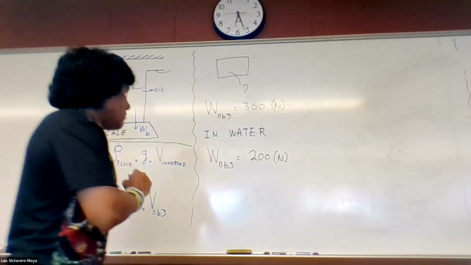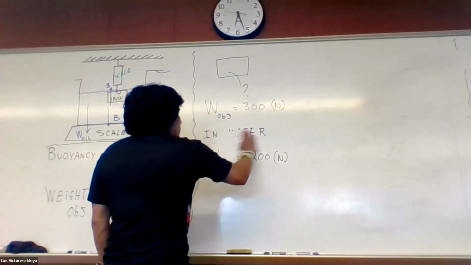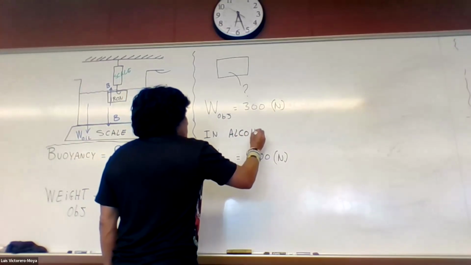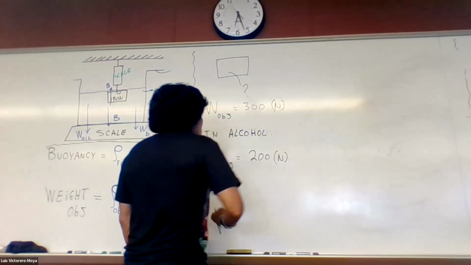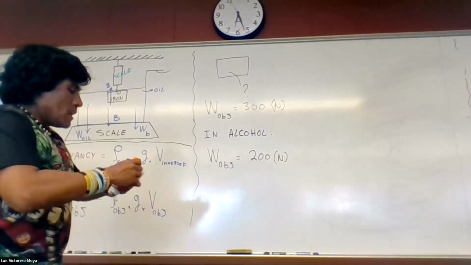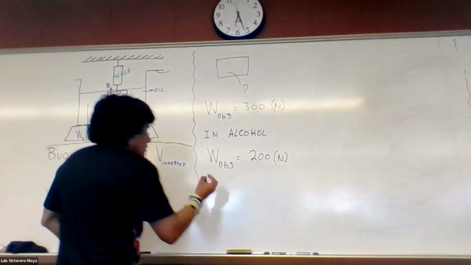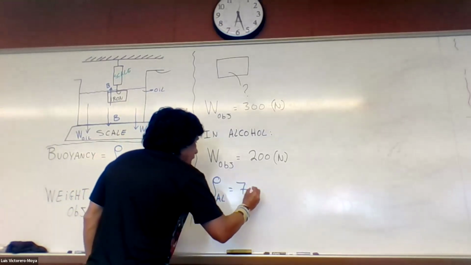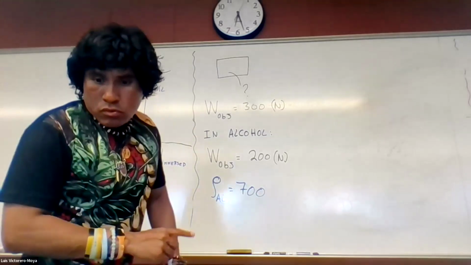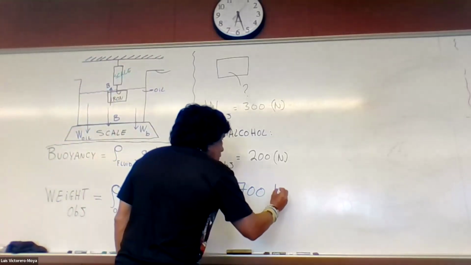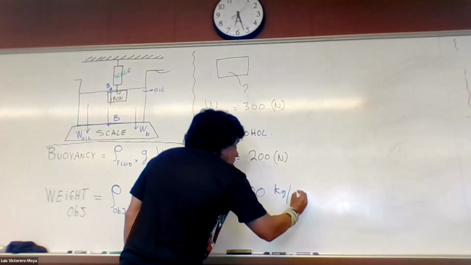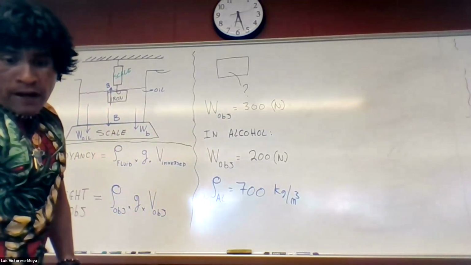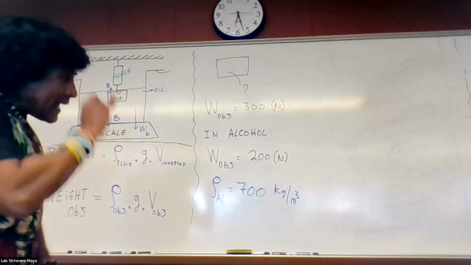Oh, sorry, in alcohol. In alcohol. It's good. Let's use other fluids. The only thing you know is that the density of alcohol is 700 kilograms per meter cube. So they want you to find the volume and the density of the material.